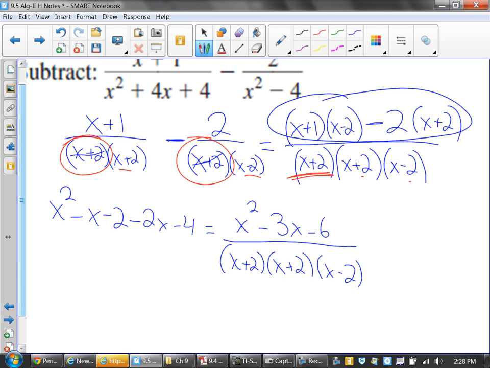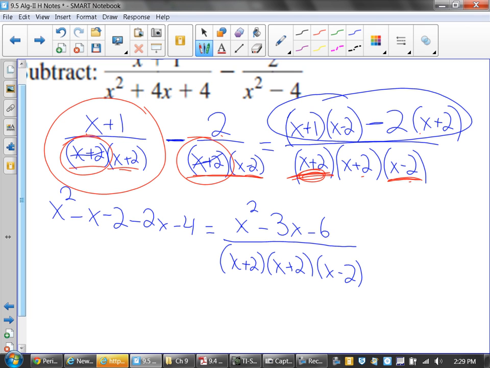We wrote it down. When I go back to the fraction on the left-hand side here, this has 2 of the x plus 2's. It doesn't have an x minus 2. So I have to multiply it by an x minus 2. Over here, it has an x plus 2, x minus 2. It's missing another one of these. So it has to be multiplied by the x plus 2. Then it's a matter of foiling and combining like terms.